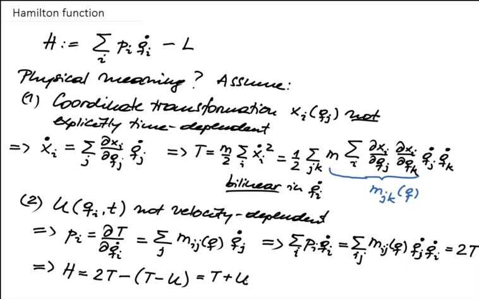Which is nothing but the total mechanical energy. So we see that if we make these 2 assumptions spelled out above, then the Hamilton function can be given a physical interpretation, namely the total mechanical energy. If, on the other hand, the 2 assumptions above are not justified, then in general the Hamilton function is just abstractly defined as above and does not necessarily have a physical meaning.